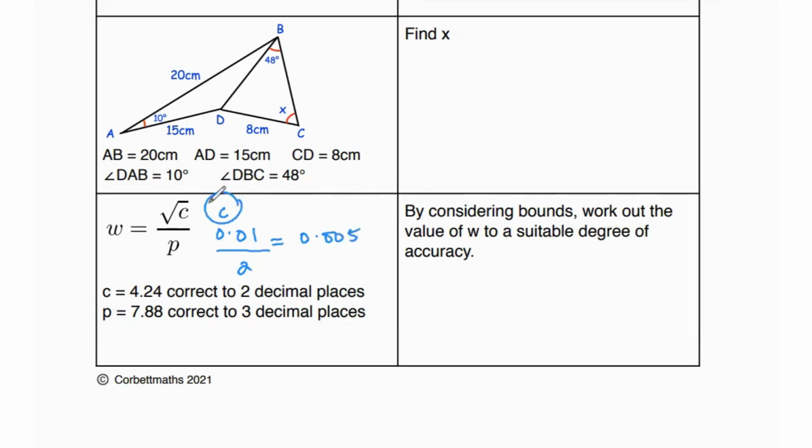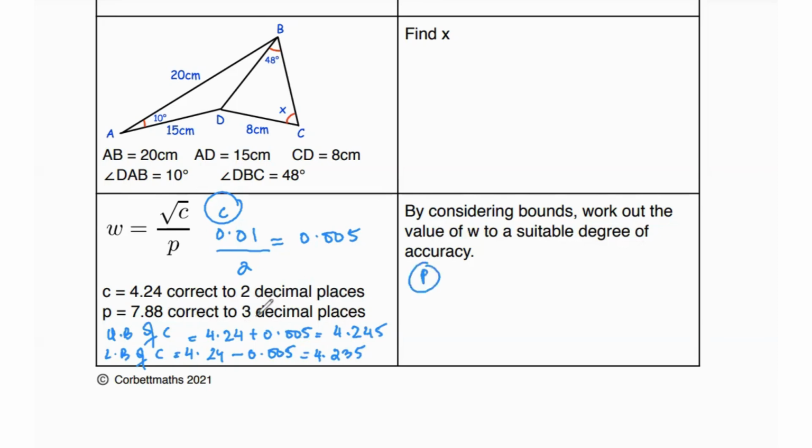So for the upper bound of C, we add 4.24 to 0.005, which equals 4.245. And for the lower bound of C, we will subtract 0.005 from 4.24, which is going to give us 4.235.